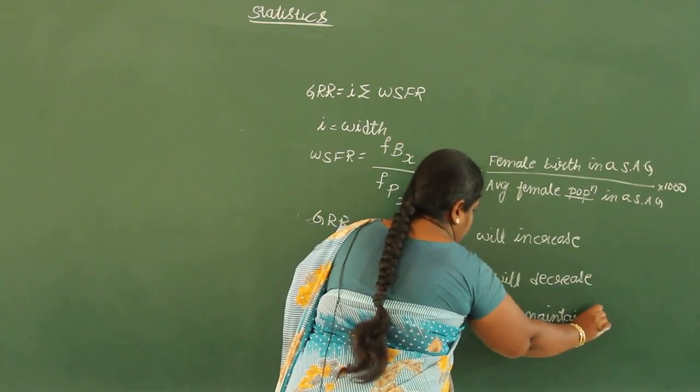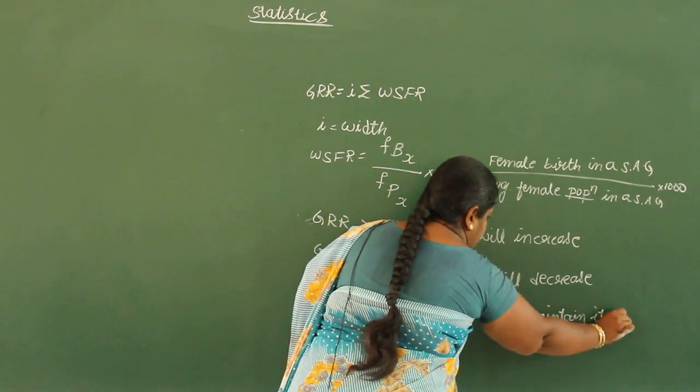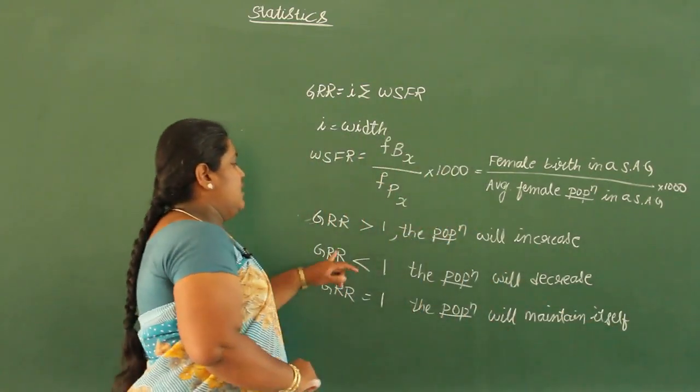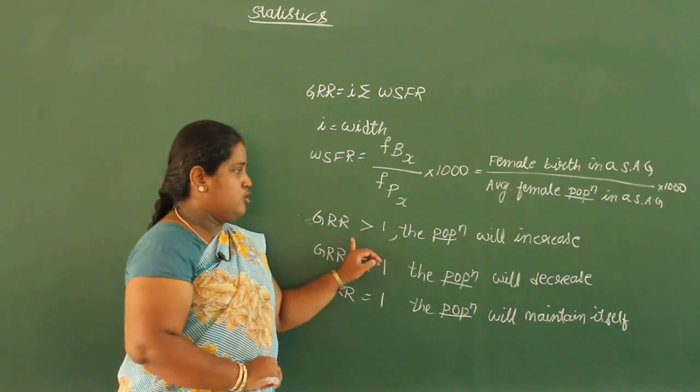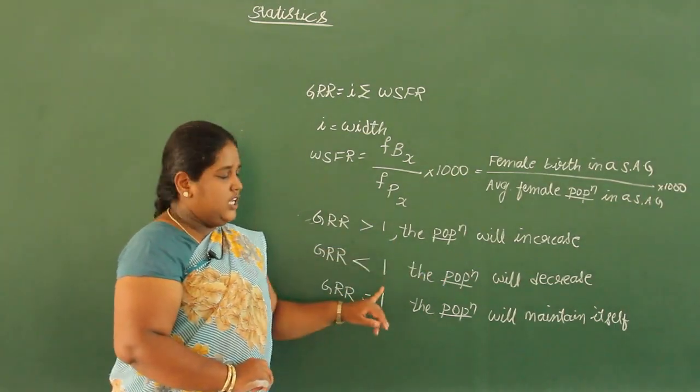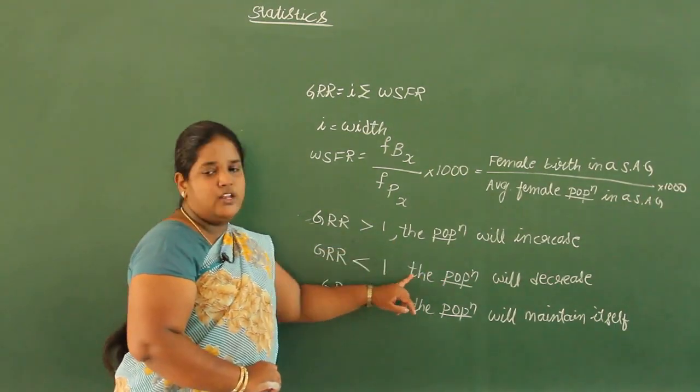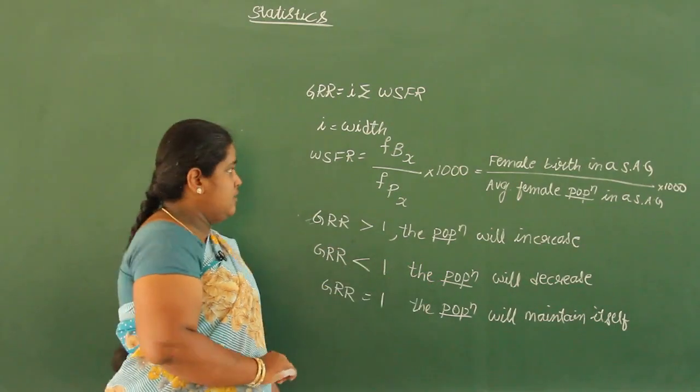So if GRR is equal to 1, the population will maintain itself. If GRR is greater than 1, the population will increase. If GRR is less than 1, the population will decrease.